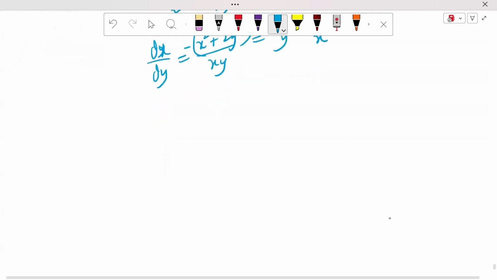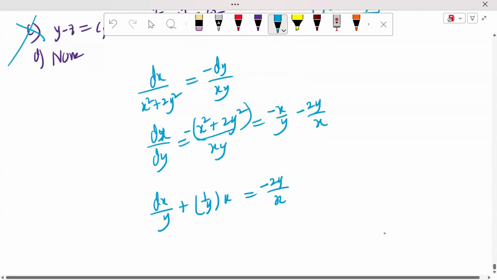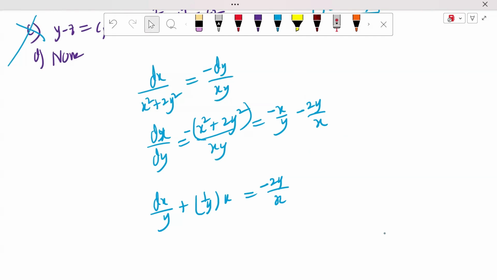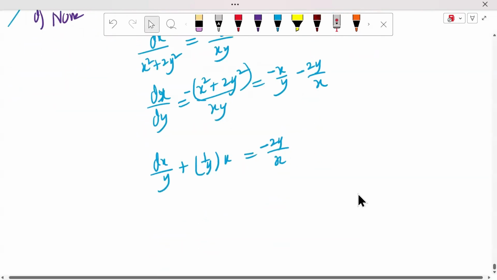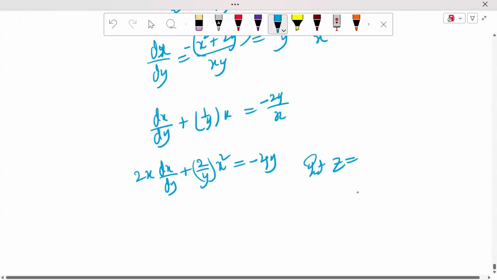It can be written as dx by dy plus 1 by y into x is equal to minus 2 by yx, sir. Here we can observe that x is the extra term. So multiply the equation by 2x: 2x into dx by dy plus 2 into y by x square is equal to minus 4y. Let, for example, z is equal to x square.